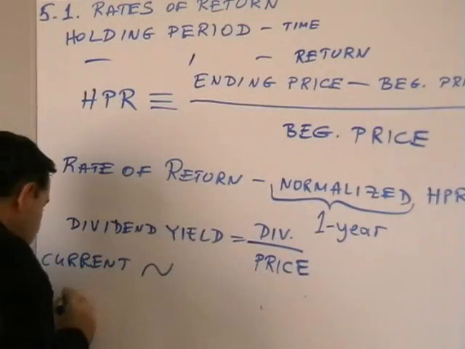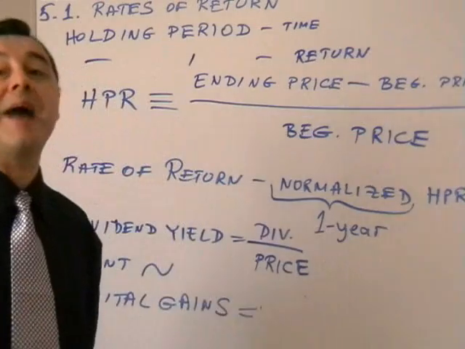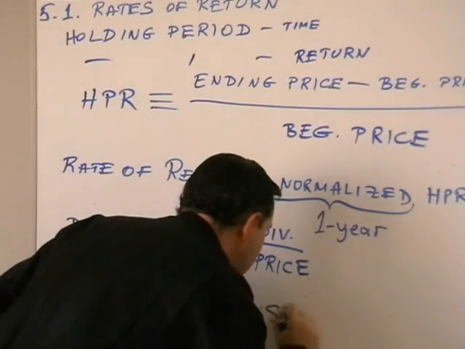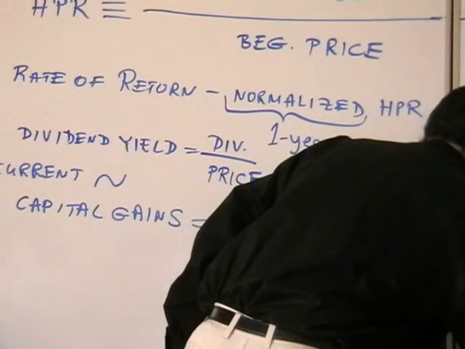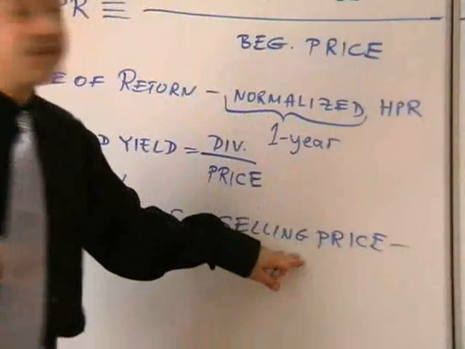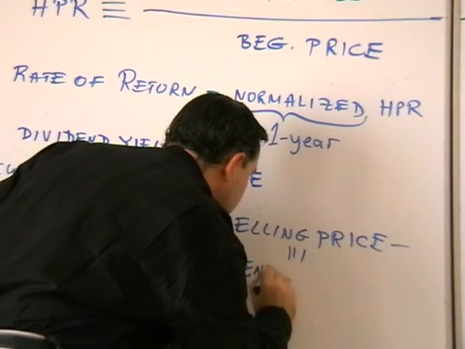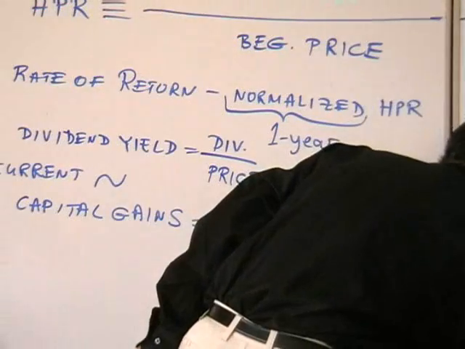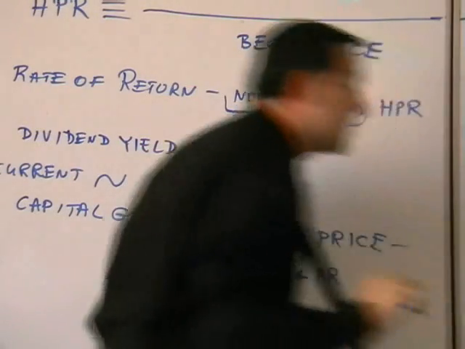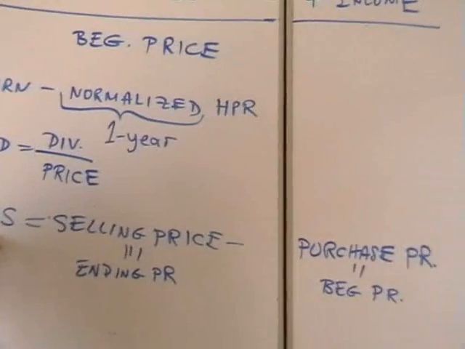All right. Another concept is that of capital gains. And capital gains is simply selling price minus purchase price. The selling price is effectively the same as ending price. And the purchase price is the same as beginning price. So all that I'm saying here is that the capital gains is the increase in the price of an asset.